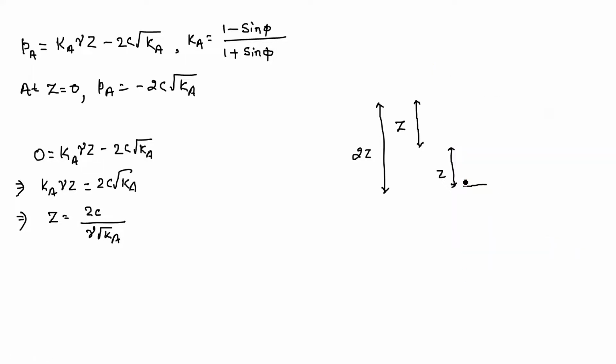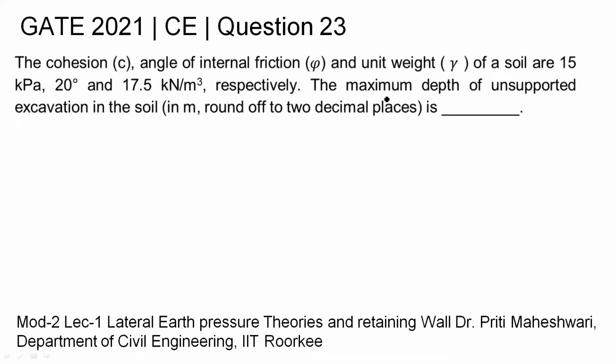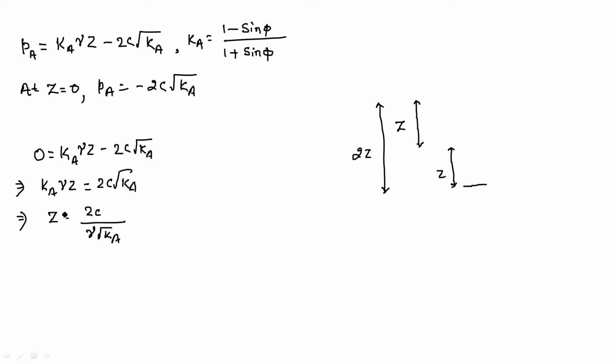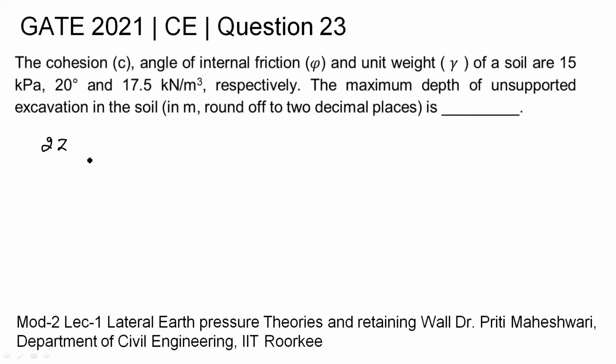So in this question, what is it asking? It is asking the maximum depth of unsupported excavation. That is, it is asking about 2z. We have just found that the value of z is 2c by gamma root over K. So what will be the value of 2z? 2z is equal to 2 into 2c by gamma root over Ka. The value of c is given, 15 kilopascal, gamma is given, 17.5 kilonewton per meter cube, and Ka we can find by using this formula.